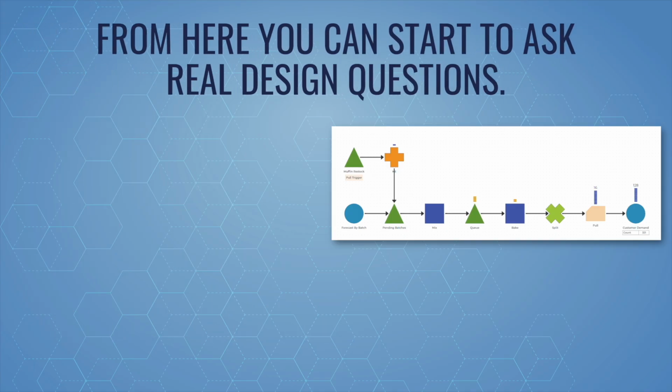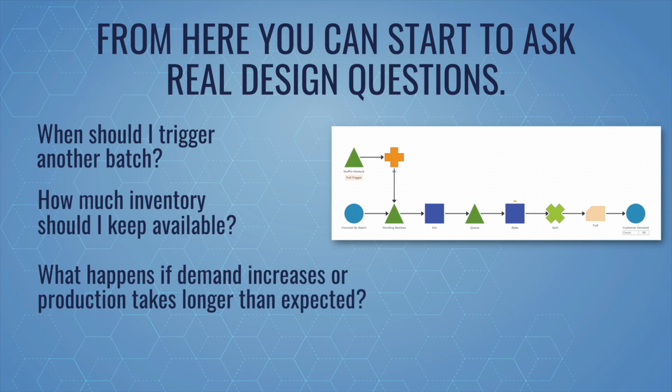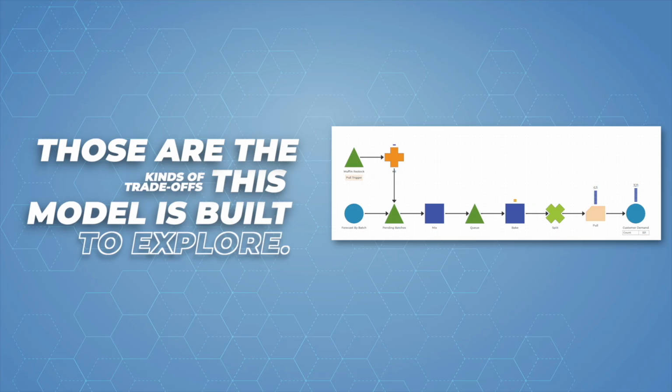From here, you can start to ask real design questions. When should I trigger another batch? How much inventory should I keep available? What happens if demand increases or production takes longer than expected? Those are the kinds of trade-offs this model is built to explore.